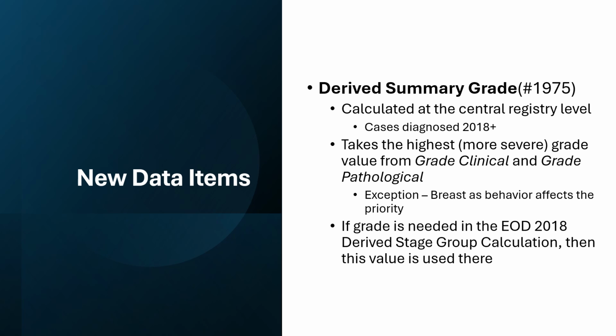The highest grade or more severe value will be taken from grade clinical or grade pathological to be used for derived summary grade, except for breast because behavior affects the priority. If grade is needed in the EOD 2018 derived stage group calculation, the value will also be used there. So it is very vital that we are accurately recording our grade clinical and grade pathological during the abstracting time frame, as this will be what is pulled for derived summary grade.